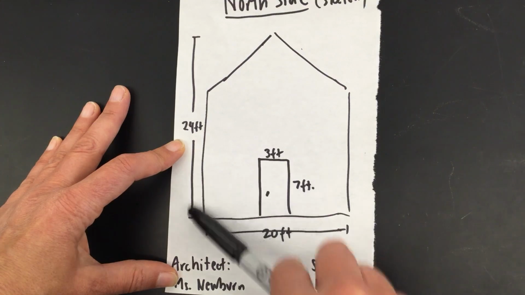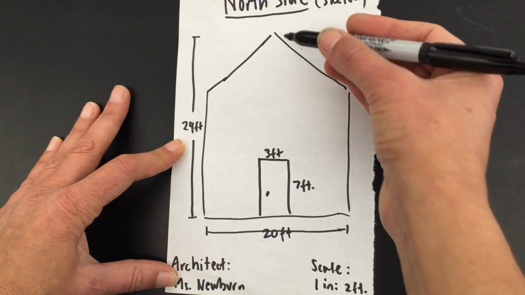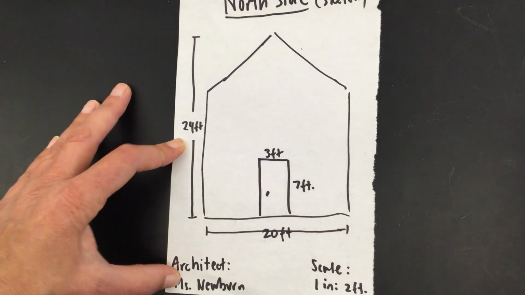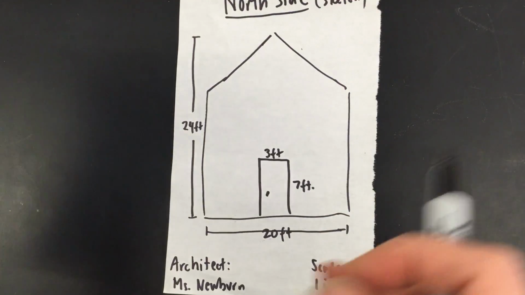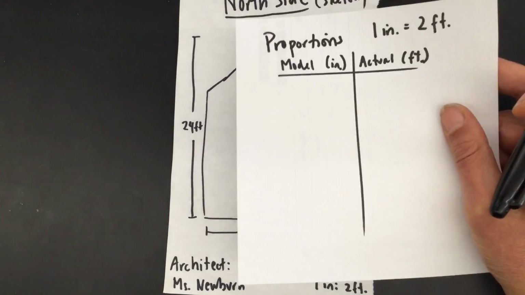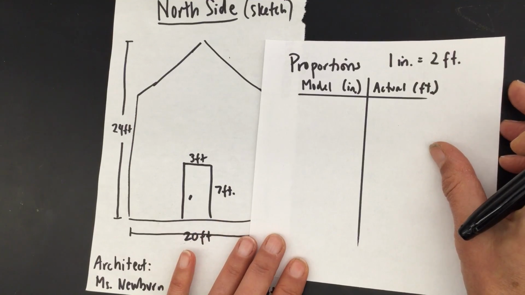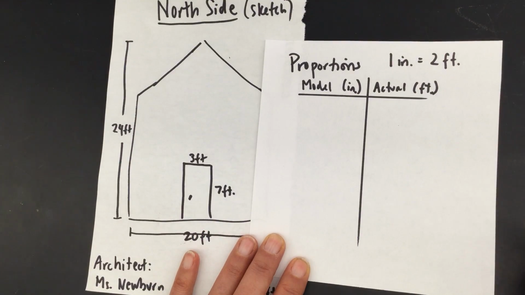It's going to be 20 feet by 24. That's going to be the peak of the roof. And I said doors are approximately 3 feet by 7 feet. Now, in order to translate this to how many inches your drawing is going to be, I think at this point, being that you haven't done proportions yet in class, the easiest way is to make a T-table.